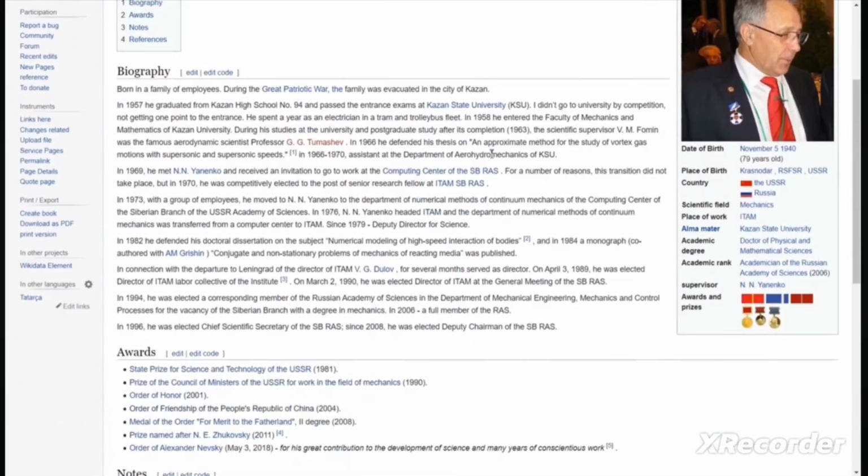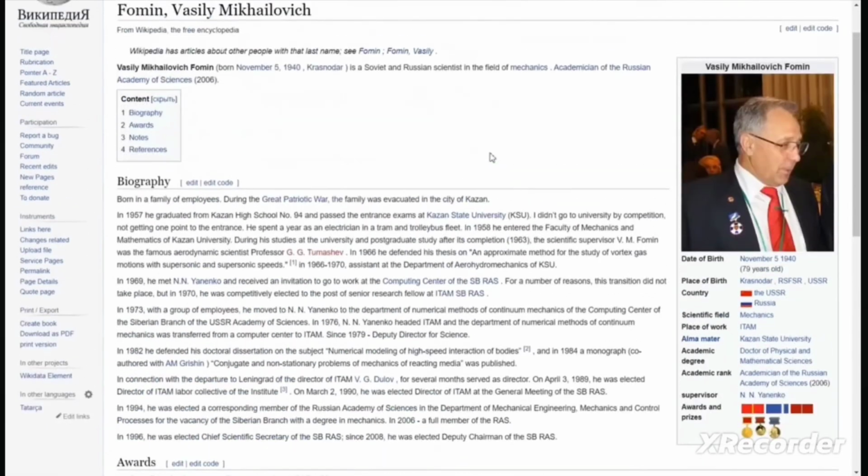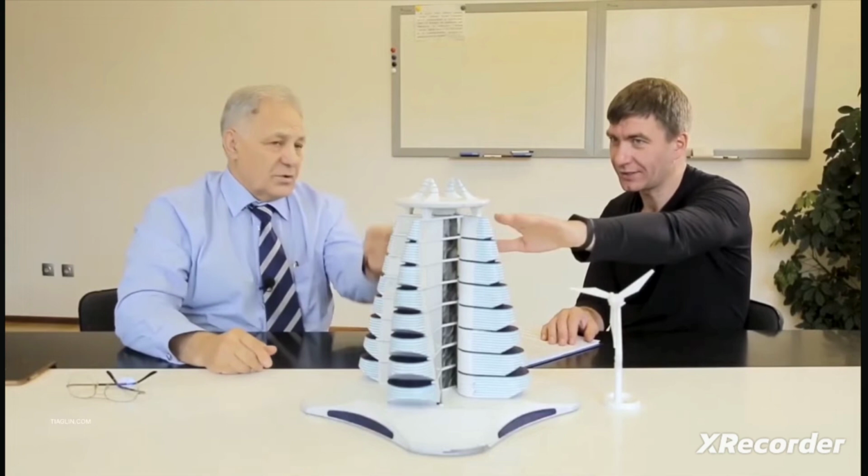Vasily Fomin, Doctor of Physical and Mathematical Sciences, Academician of Russian Academy of Sciences: Here is the initial idea. It's a very good one. To make the wind move inward, that is, the air flows around this building. The building is made in such a way that the wind from either side gets there to the wind turbine. The rotation is further transmitted to the machines, and then the energy is generated.